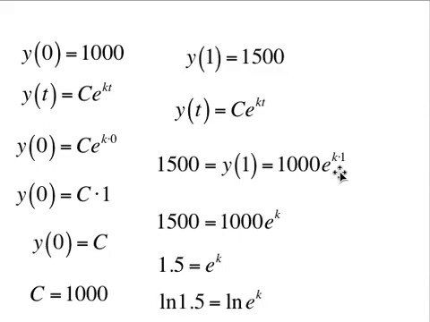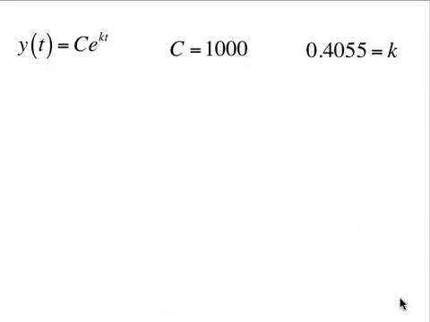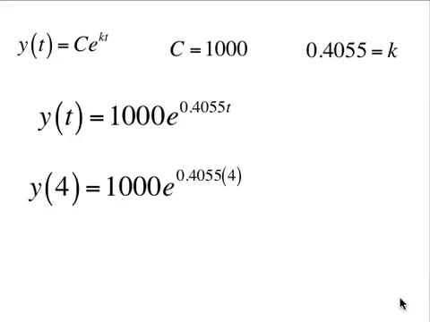And then to solve for k, we're going to take the natural log of both sides. So natural log of 1.5 equals natural log e to the k. And then we'll pull that k down. So that's k times natural log e. And we get 0.4055 equals k. So I know C is 1,000. I know k is about 0.4055. If we put those things together, we can answer our question. So there is our formula. And we wanted to know what happens at 4.